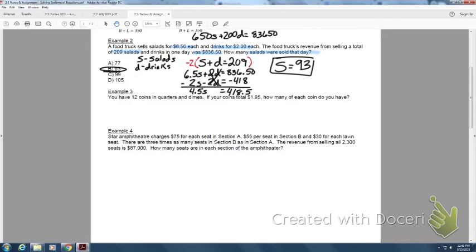So going to number 3, it says I've got 12 coins in quarters and dimes. Total's $1.95. How many of each? Okay, so you can identify your variables again. I think I talked about that last time. If you just want to do it that way, that's fine.